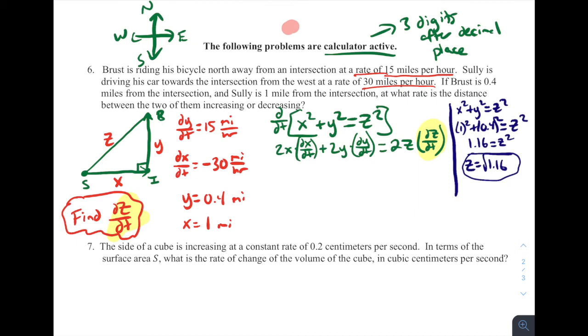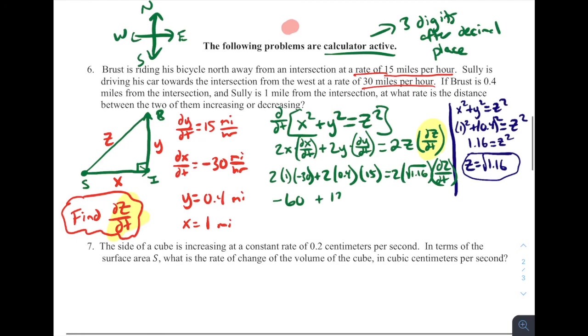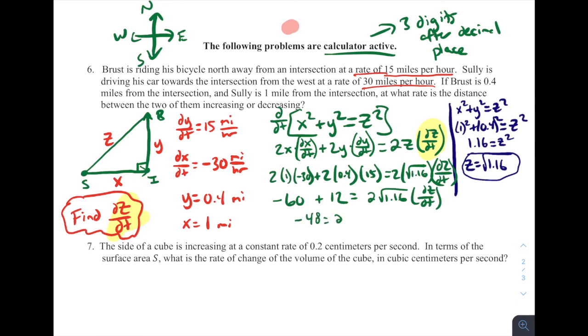Now let's substitute in what we know. We've got 2 times our x, which is 1, times dx dt, which is negative 30, plus 2 times our y, which is 0.4, times dy dt, which is 15. It's equal to 2 times z, which I'll leave as the square root of 1.16, times dz dt. So if we simplify, this is going to be negative 60. 2 times 0.4 times 15 gives us 12. And that's equal to 2 times the square root of 1.16 times dz dt. So negative 48 is equal to 2 square root of 1.16 dz dt, which means that if we divide, dz dt is equal to negative 48 divided by 2 times the square root of 1.16.